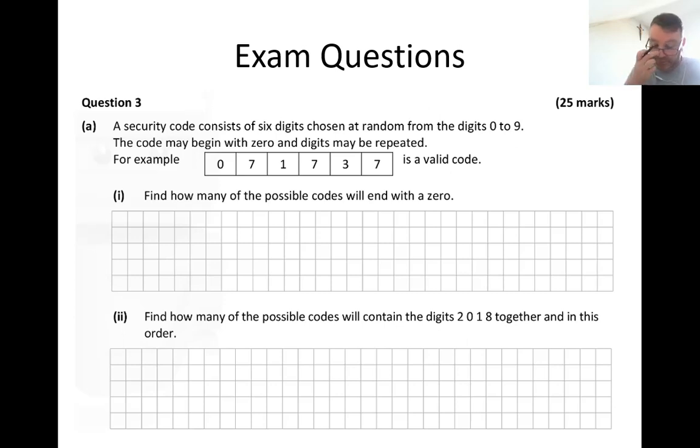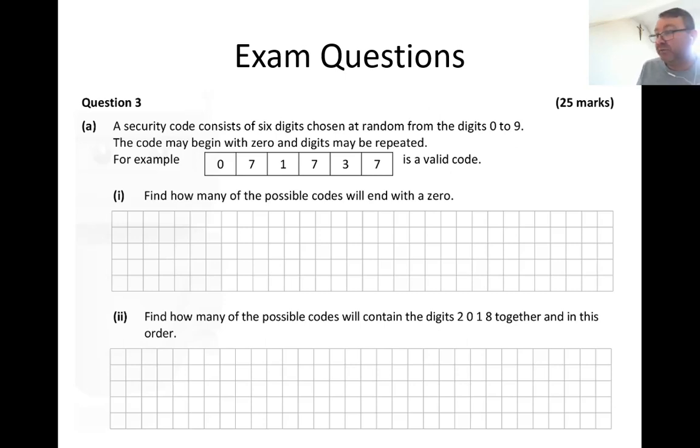Okay, so well done. Now, let's take a security code consists of 6 digits chosen at random from digits 0 to 9. The code may begin with 0 and digits may be repeated. For example, 071737 is a valid code. How many of the possible codes will end with a 0?